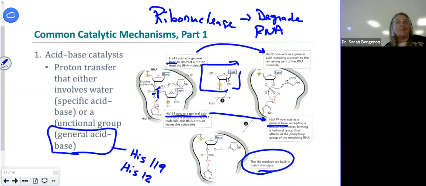Since we use water as a way to break it down, would you call this hydrolysis, or could you at least compare it to hydrolysis?